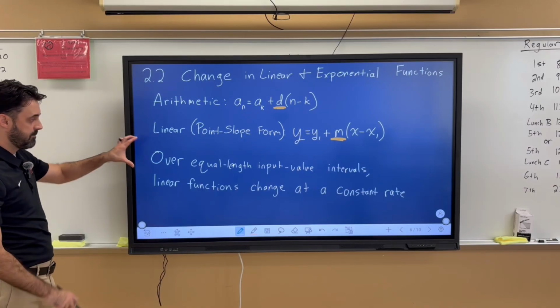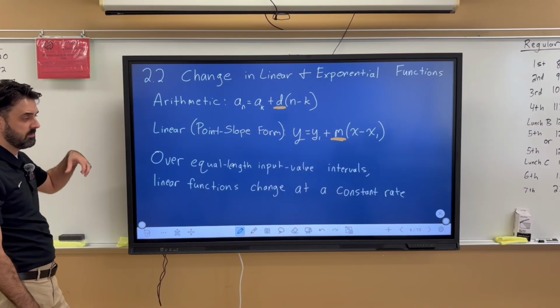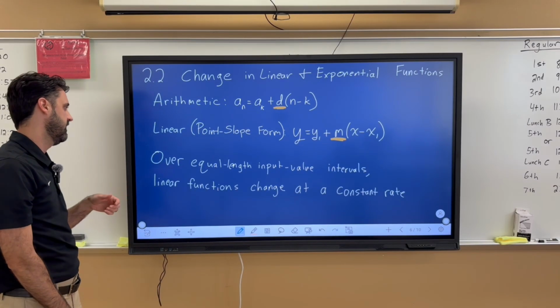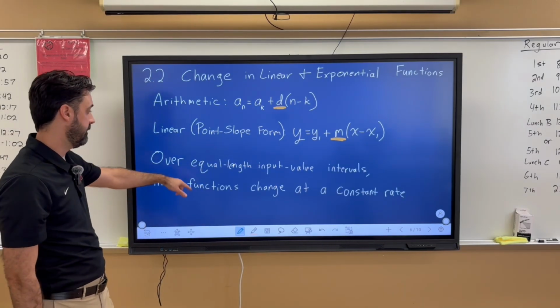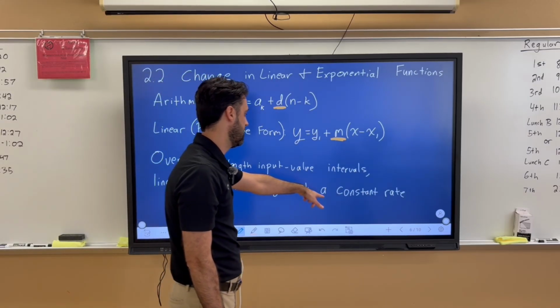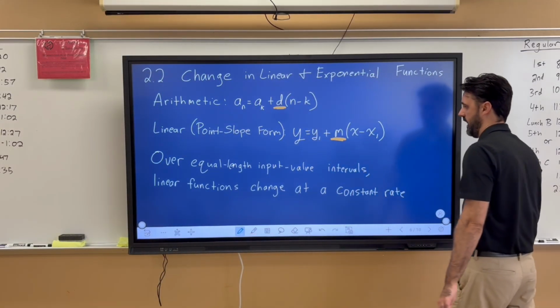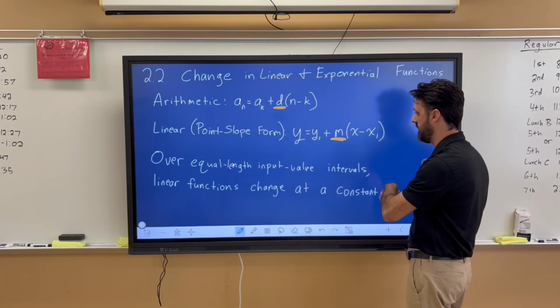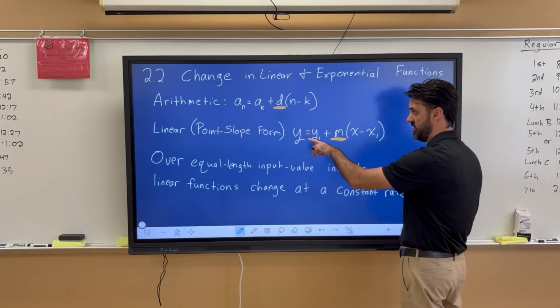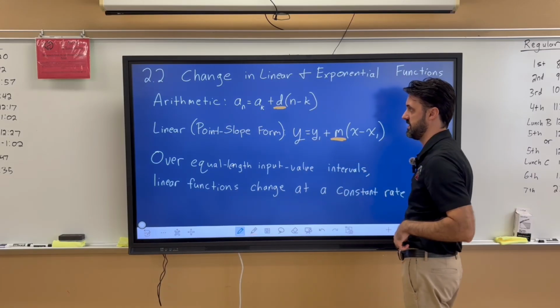Now, this last part's a reminder. This is something that we attempted to memorize towards the beginning of the year, that over equal length input value intervals, linear functions change at a constant rate. And that's going to be useful towards the end of this video, but linear functions change at a constant rate just means their slope stays the same. Just like with arithmetic, the common difference stays the same.